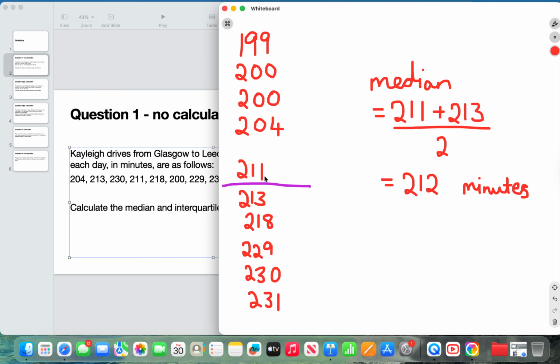But if it's an odd number of values, then it's much more simple, because it's just the number in the middle of the list if you split it. But if it's an even number, then you have to split it, then take the average of the two numbers at the split.